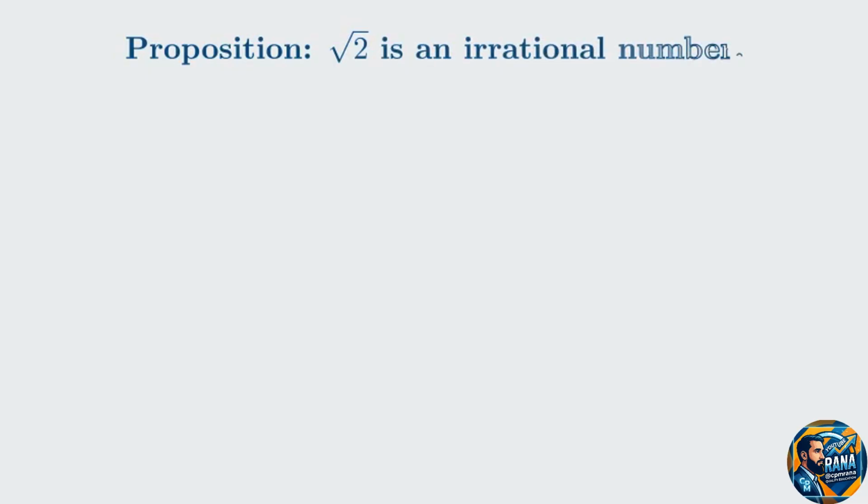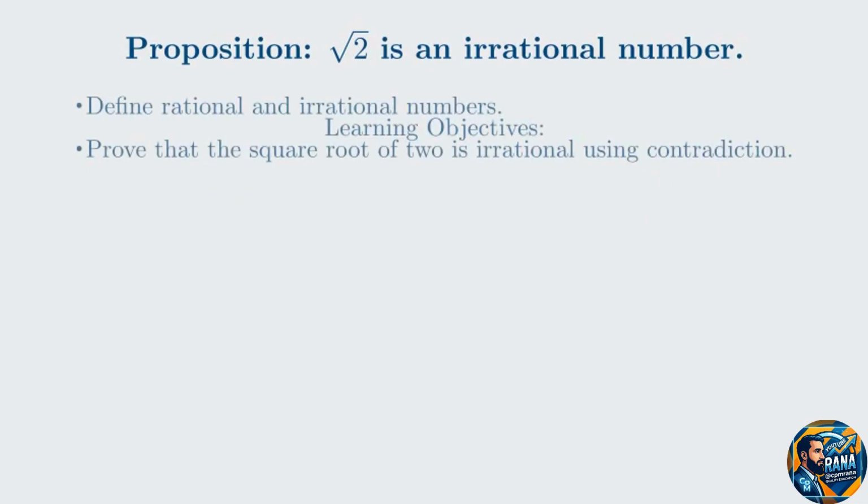Welcome. Today we are going to explore a classic mathematical proof. By the end of this lesson, you will be able to prove that the square root of 2 is an irrational number. Our learning objectives are to first, define rational and irrational numbers, and second, prove that the square root of 2 is irrational using contradiction.